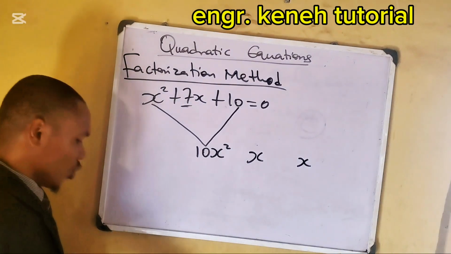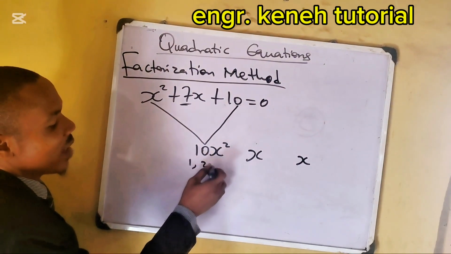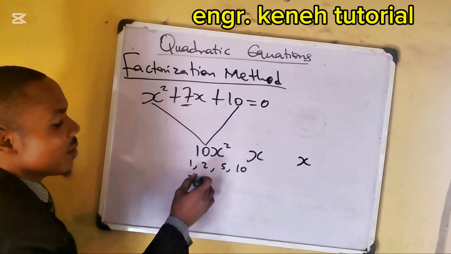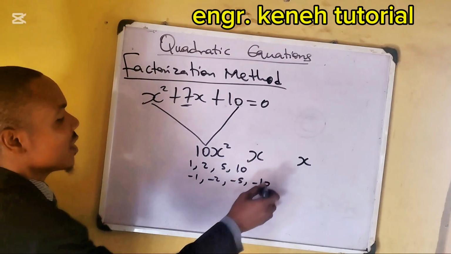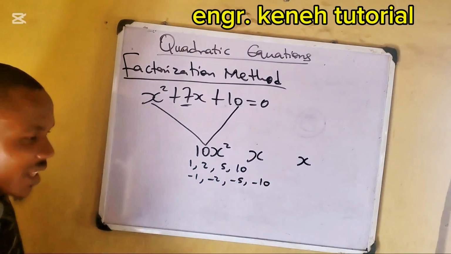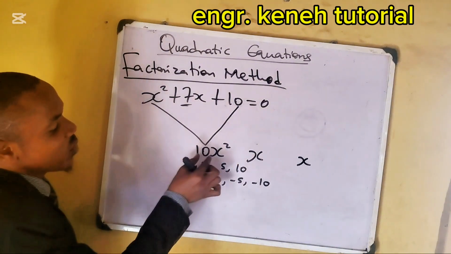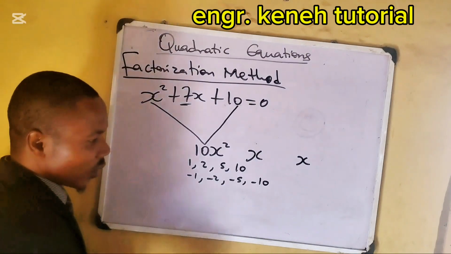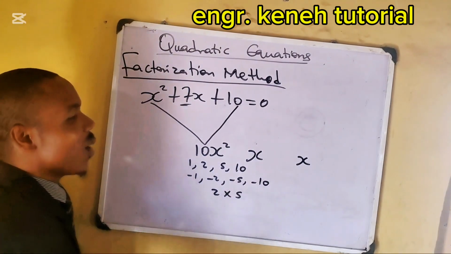All right. Of course, you know that we have factors of 10. We have 1, we have 2, we have 5, and we have what? 10. Likewise, we have minus 1, minus 2, minus 5, and minus 10. All these are factors of 10. Then you think about two of them that when you multiply together, you get this. When you add together, you get this one. All right. So you can bear me witness that if I multiply 2 by 5, I will get what?